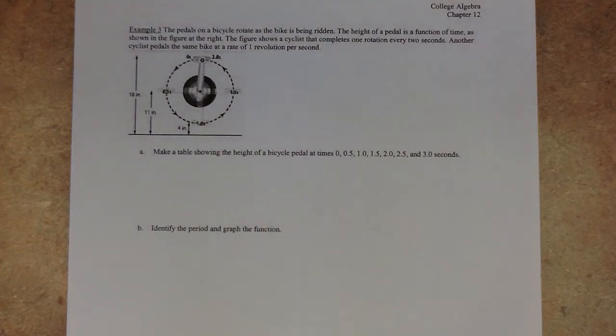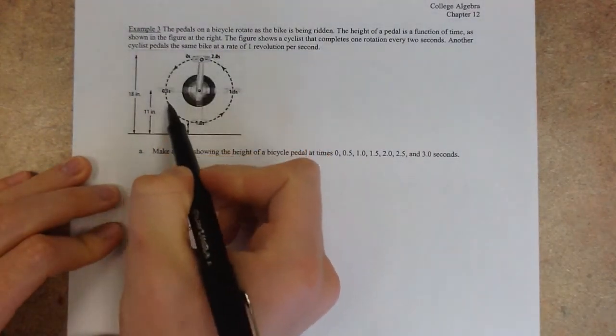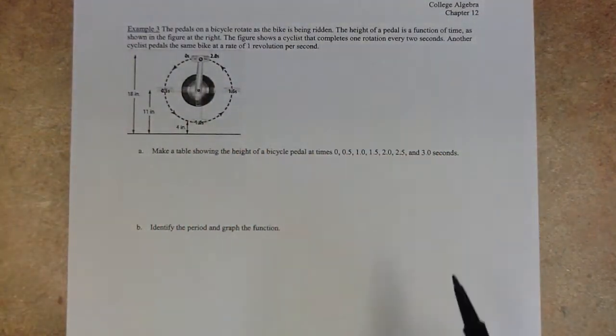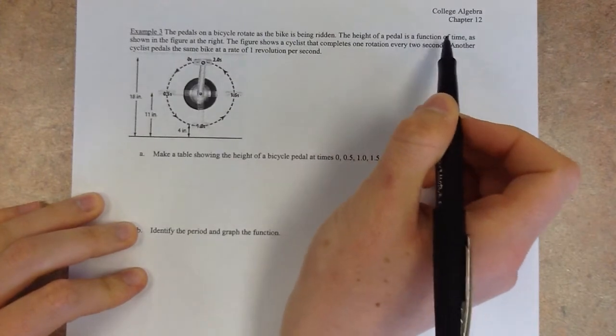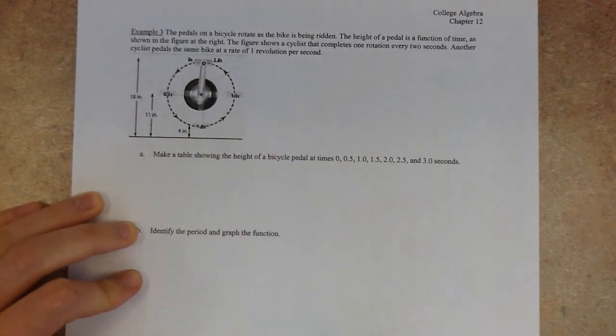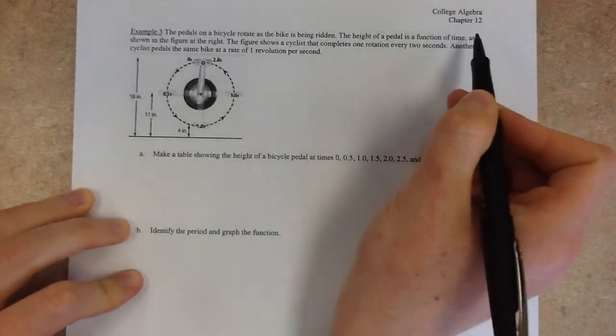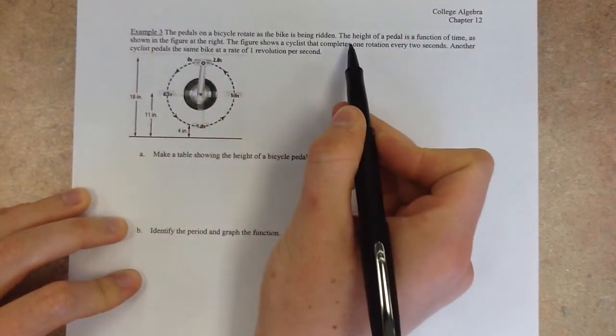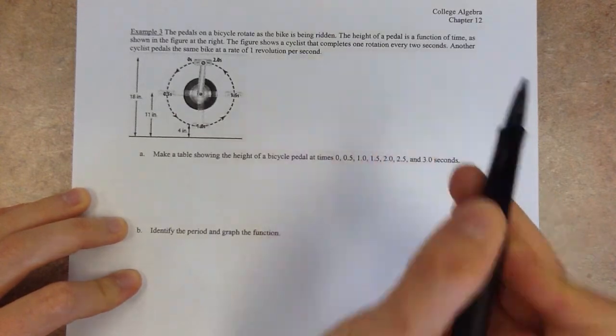Okay, so if we read through, it says the pedals on a bicycle. So these are pedals. They're all in different positions here. They rotate as the bicycle is being ridden. The height of a pedal is a function of time. Like as time passes, the height of the pedal changes. As shown in the figure on the right, below. The figure shows a cyclist that completes one rotation every 2 seconds.